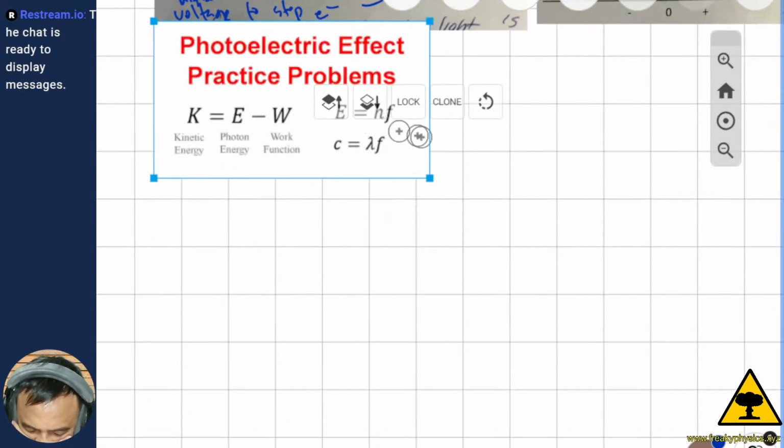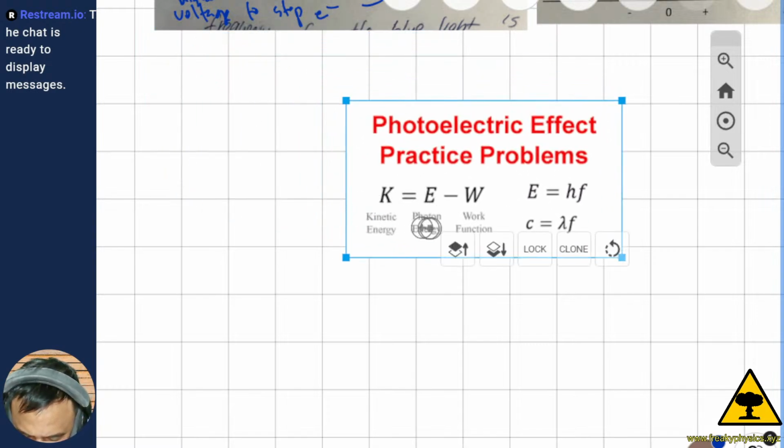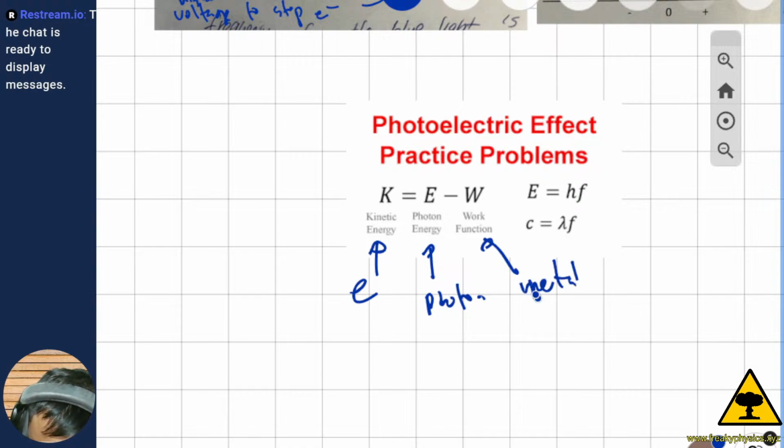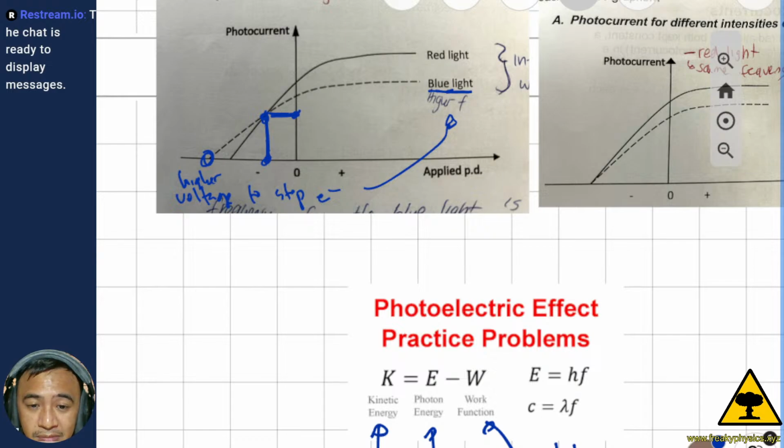So in this case, the kinetic energy of the electron is equal to the photon energy minus the work function of the metal. This is the electron, this is the photon, and this is the metal, right? So the idea here is how does this equation relate to the graph? There was a question you sent earlier about the last one, stopping potential.